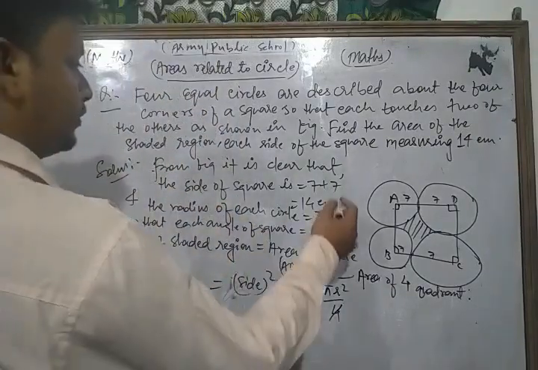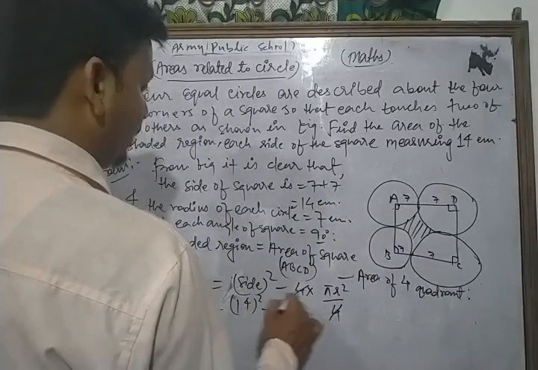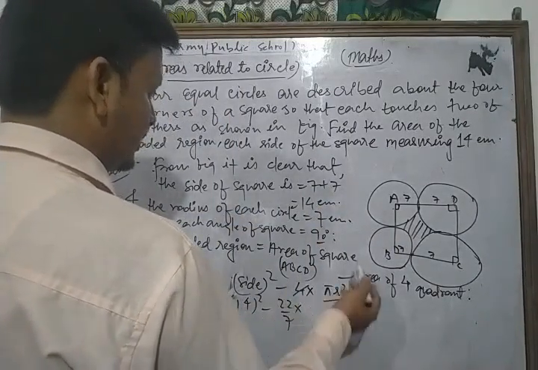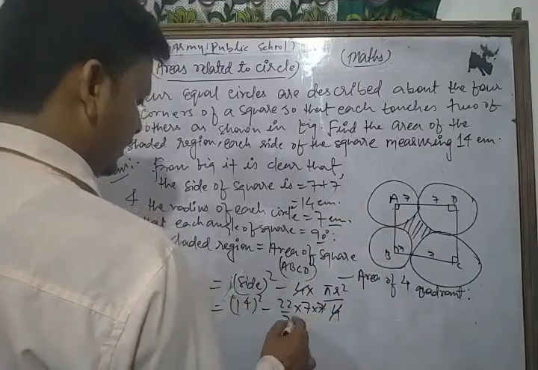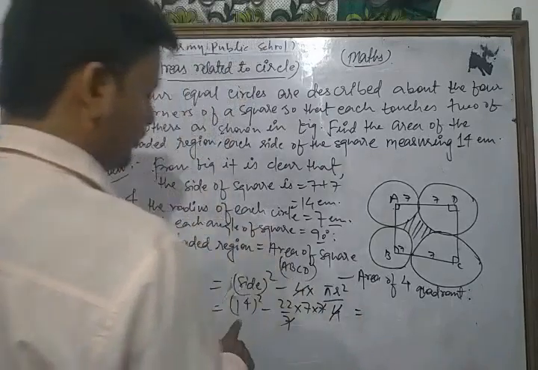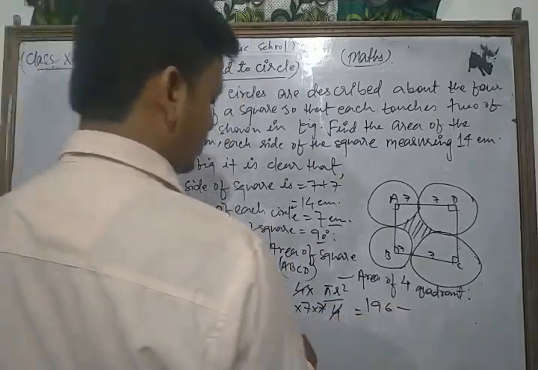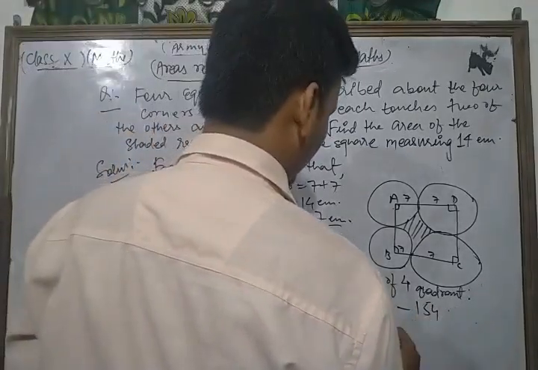The side of the square here is 14. So 14 square minus the value of pi, which we take as 22 upon 7, and r, the radius of each circle, is 7. So 7 into 7, and one 7 cancels. The square of 14 is 196 minus, now 22 into 7, that is 154. Now we subtract them.